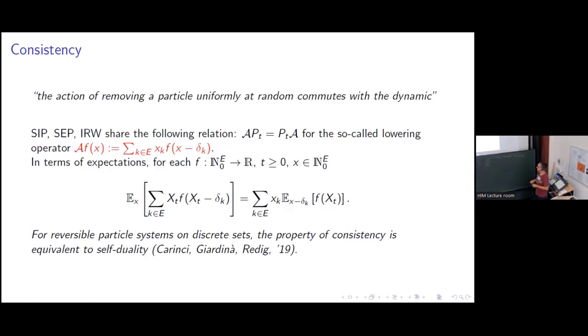Giving this some formal structure, we can formulate that property by a commuting relation of operators. Namely, P_t denotes the dynamics, and A is some annihilation operator. We also saw some annihilation operators today. I rather call it a lowering operator, but it doesn't matter. They just commute. And here is also a probabilistic point of view on that equation, if somebody is interested. The motivation for this notation is the theorem here. It says that for reversible particle systems on a discrete set, duality or self-duality is equivalent to consistency. So it turns out that consistency is really a good starting point when considering duality.